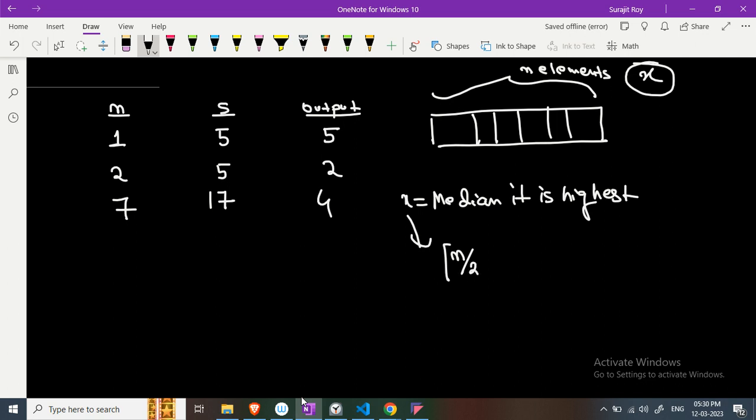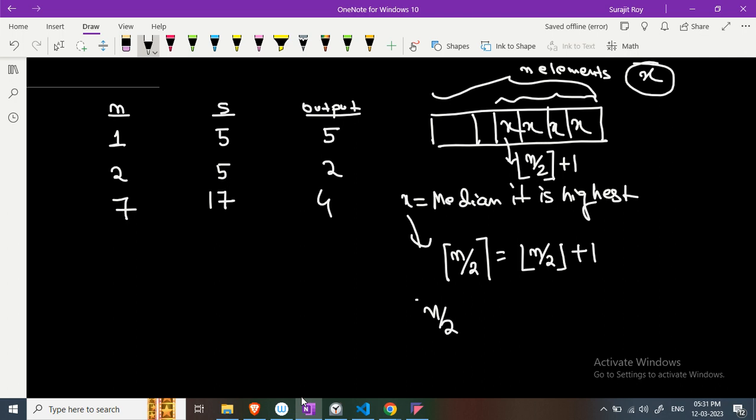What will be its position? Its position will be ceiling of n by 2, and that can be written as floor of n by 2 plus 1. So the median position is floor of n by 2 plus 1. So all these elements will be x. And how many elements will be x? The number of elements with x is ceiling of n by 2.